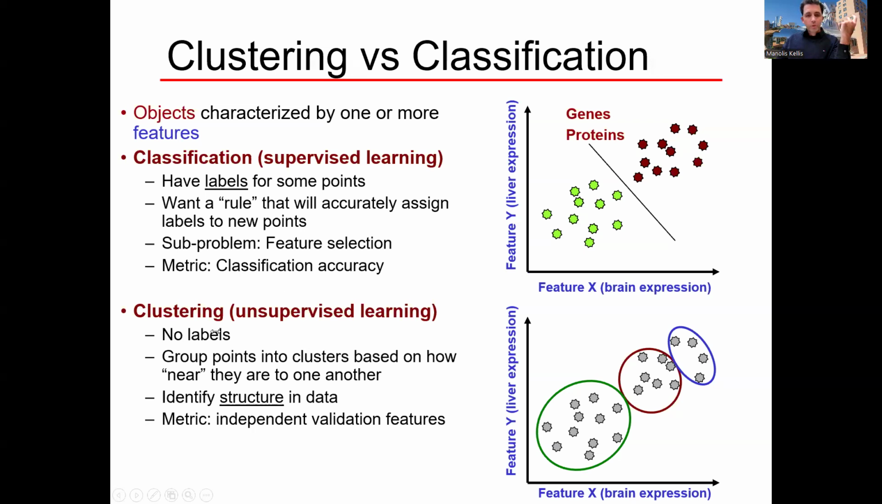Clustering has no labels, and it's very hard to have a metric for how well you are clustering. So the goal is to group points into some clusters based on how near, how proximal they are to each other, and to identify some kind of structure in my data. And the metric is usually I'm going to bring in some other measurement that I haven't shown to the algorithm, and I'm going to ask it, how well are you capturing that measurement? Of course, if that measurement is highly correlated with one of the measurements that I already have, that's a problem. Basically, usually I want to have some kind of independent validation.